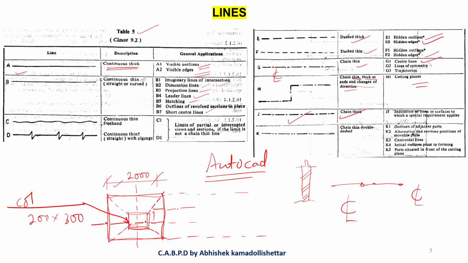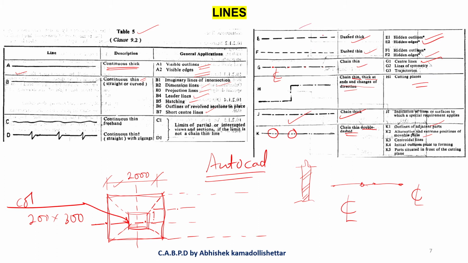line, I have told you already. Chain thin and chain thick. Chain with the double dash. See here, you are having double dashes. These are chain with double dashed lines. These are used for adjacent parts, alternative and extreme positions of movable parts. You make use of this when there is a complex drawing, or else we can have the important things which I have told you.